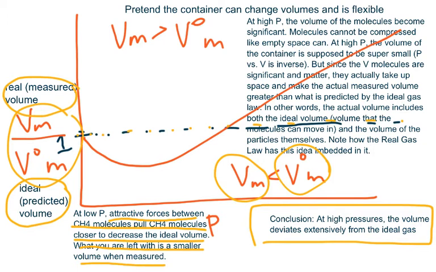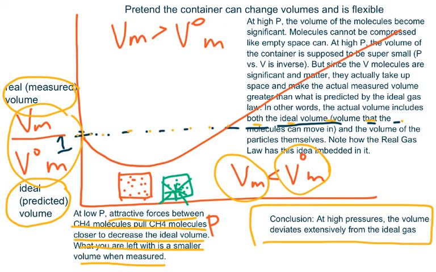So what this is saying is that, let's just say that our container can change volumes and is flexible, since that's an assumption that we're making. So let's just say that we have a container with some gas particles, and the ideal case is that these particles don't have attractive forces, but in real life, there are attractive forces. So the actual volume, which is in green, is actually a little bit smaller because attractive forces pull the CH4 molecules closer to each other because they're attracted to each other, and this decreases the volume of the gas. So that's how that works.